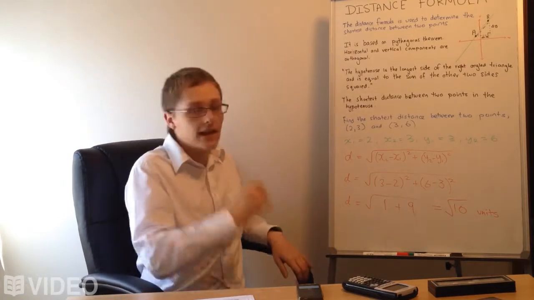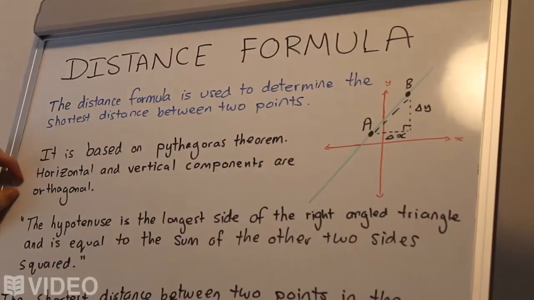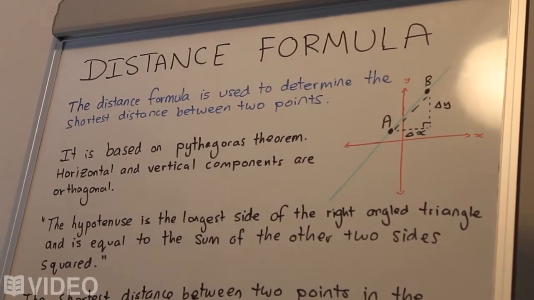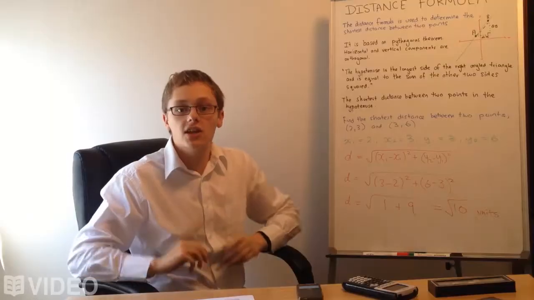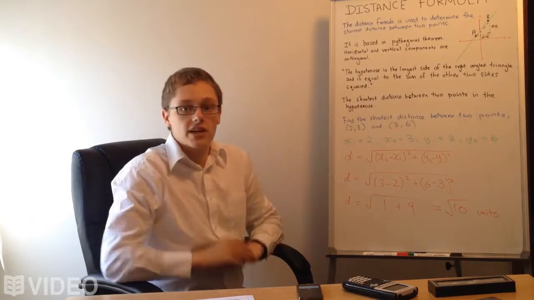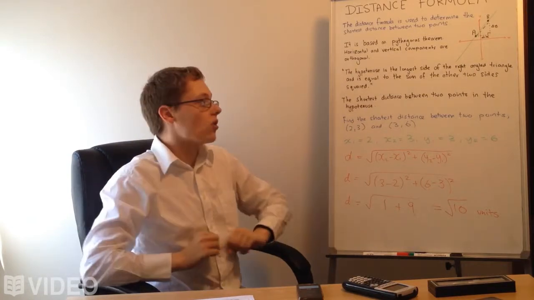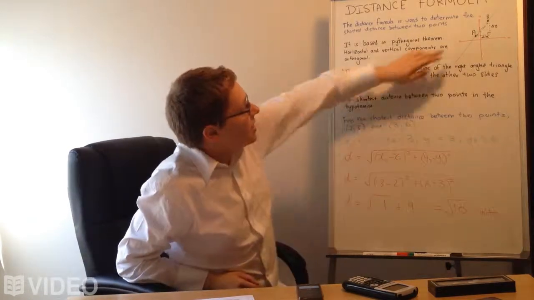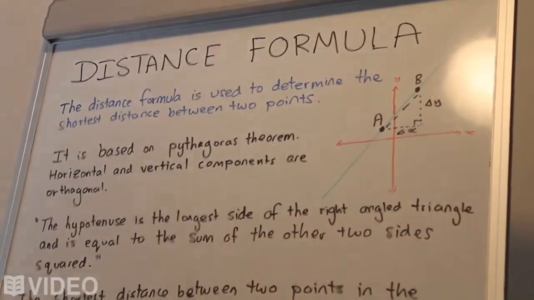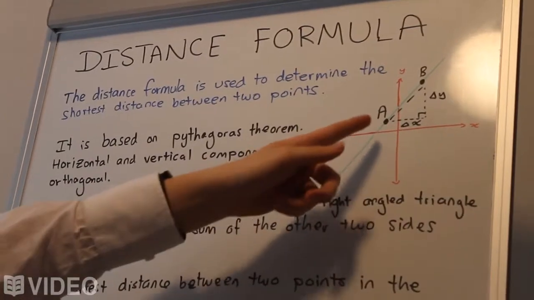So, again, based on Pythagoras' theorem, we have a horizontal and vertical component that are orthogonal. Also, you've probably heard that word perpendicular. It means they meet at 90 degrees, so we can form a 90-degree right-angled triangle in order to do our calculations. And you can see this up here. We have our line, and we have the distance we want to find between A and B. And it's a right-angled triangle.